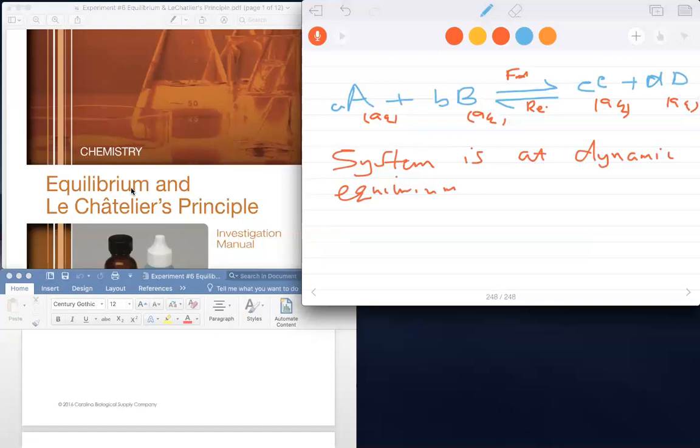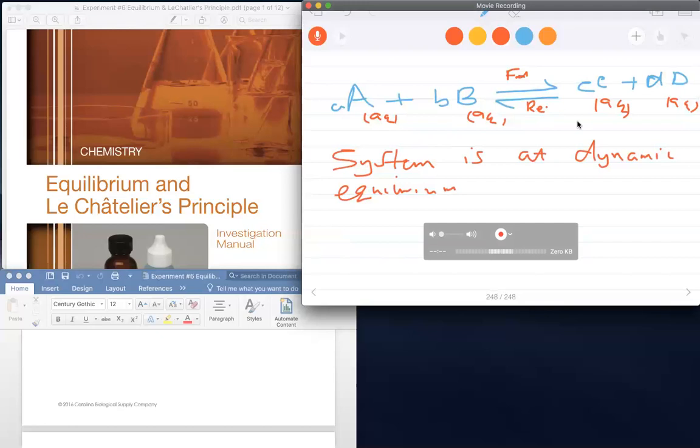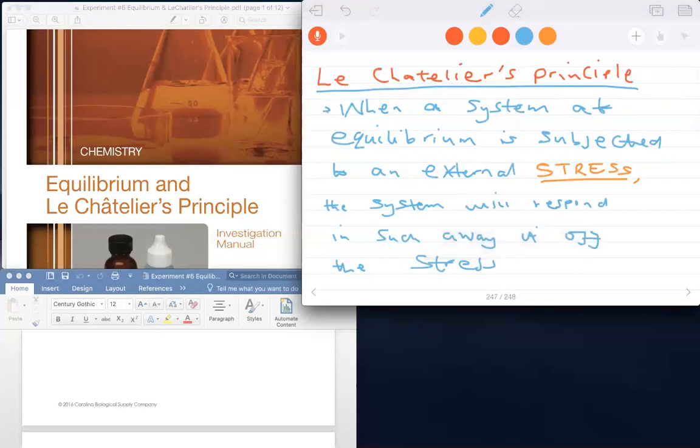Now, Le Chatelier came up with a principle which states that when a system at equilibrium, such as this one, is subjected to some external stress, the system will respond in such a way that it will offset the stress. There are different words used in stating Le Chatelier's principle, but it all boils down to the system offsetting the stress. I've underlined the word stress so that you know what stress means.